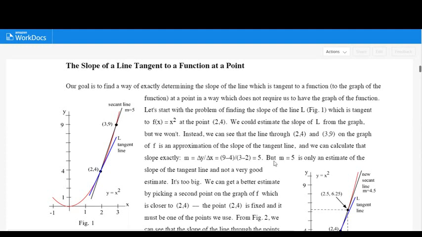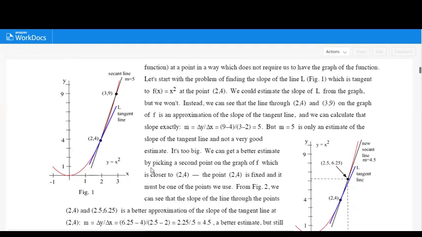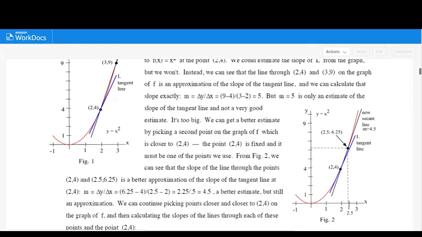But here, this slope na 5 is only an estimate of the slope of the tangent line and not a very good estimate because it's too big. So we can get a better estimate by picking a second point on the graph of f, which is closer to (2, 4). So we can have any points na closer dito kay (2, 4). It could be here or dito sa right niya or nasa left niya. So pwedeng ganyan.